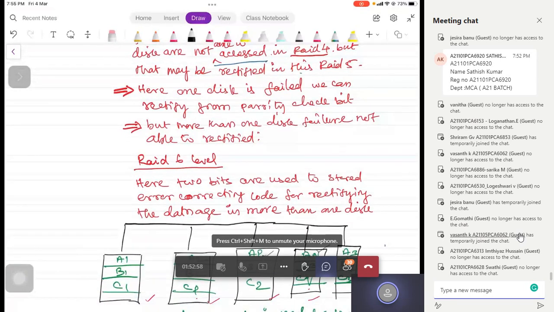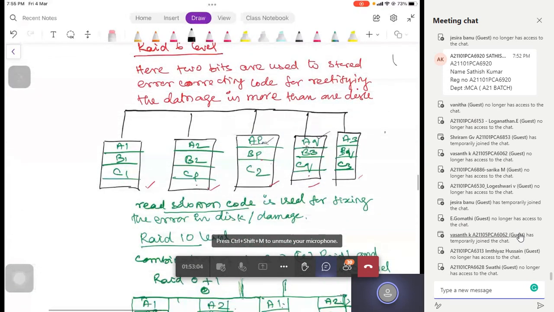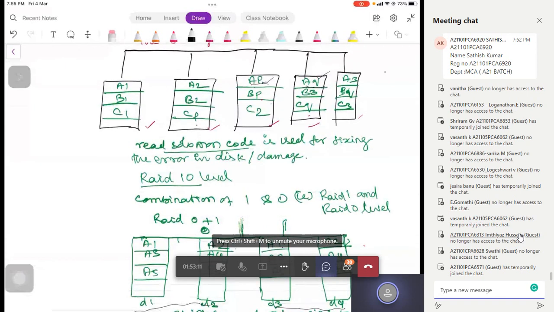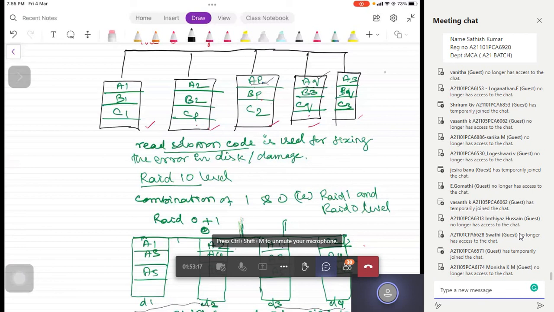So for that case, in RAID level 6, more than one code is kept. The Reed-Solomon code is used, so AP and AQ: two error checking codes are there. With that, we can rectify the process. And RAID 10 is a combination of 1 and 0. One is the mirroring of the whole disk, and 0 is striping the data and storing it.